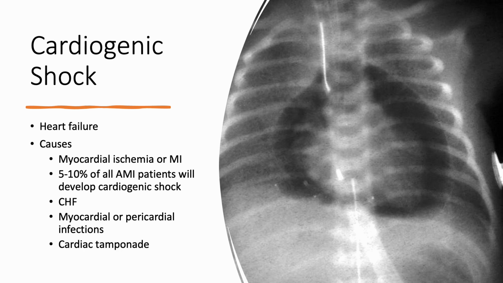Cardiogenic shock occurs when the heart fails to pump effectively, leading to inadequate tissue perfusion. Causes include myocardial ischemia or myocardial infarction, or MI. Approximately 5 to 10% of all patients with an acute MI will develop cardiogenic shock. Severe heart failure can impair the heart's ability to maintain adequate output. Myocardial or pericardial infections can weaken the heart muscle or restrict its movement. Cardiac tamponade or fluid buildup in the pericardium compresses the heart, preventing it from filling and pumping effectively.